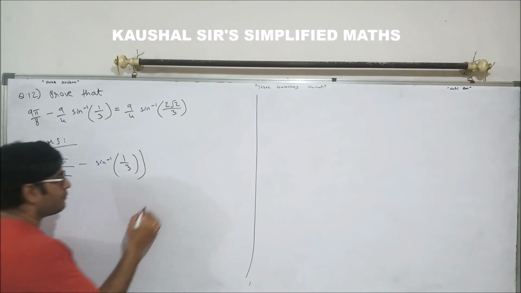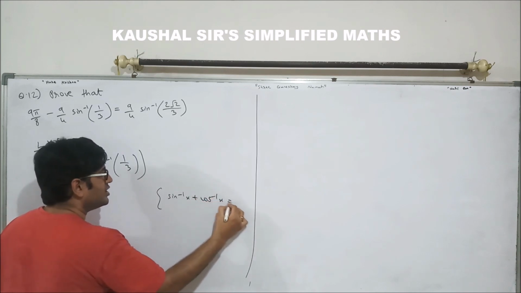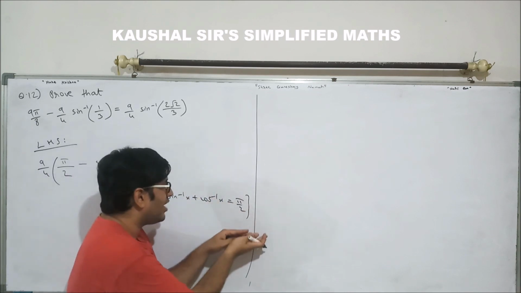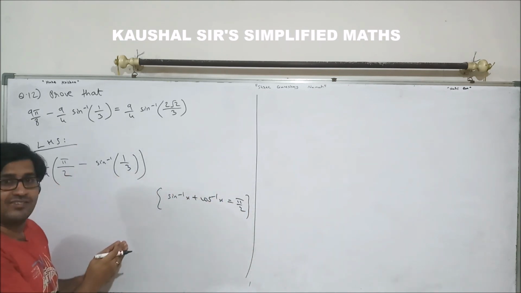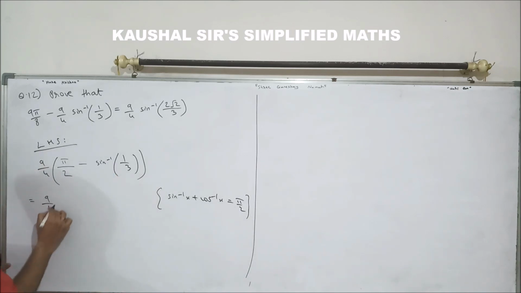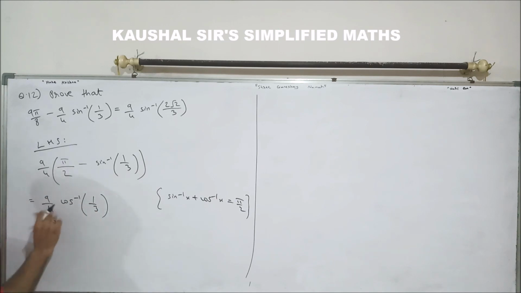Now students, you remember a property: sin inverse of x plus cos inverse of x is pi by 2. So can you say that pi by 2 minus sin inverse x is cos inverse x? So it is like pi by 2 minus sin inverse x, with x replaced by 1 by 3. Can you tell the value of this whole bracket? cos inverse of 1 upon 3. So this is your LHS.